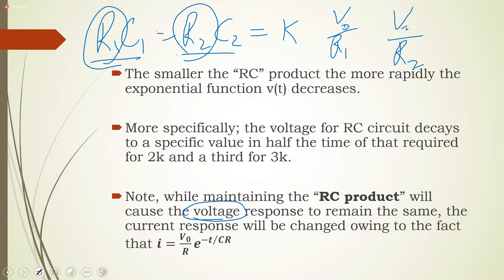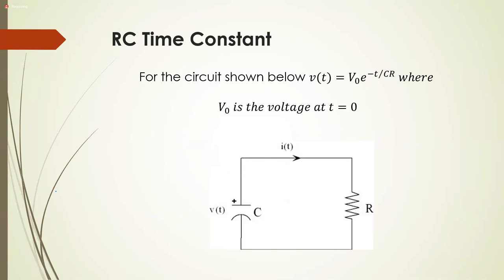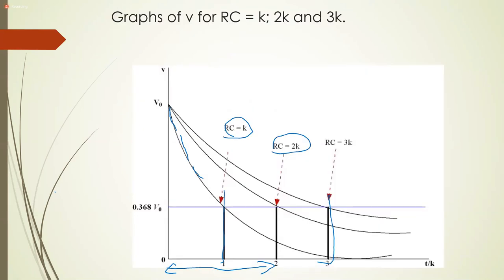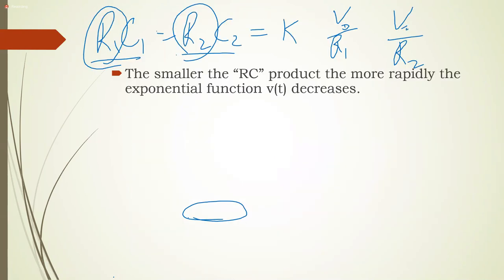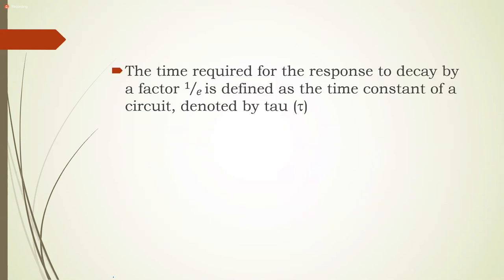So just coming back now to the definition for time constant, and if you note, all of these were coming back to this value. It wasn't by chance. We put it in there. We didn't say anything about it. So the time required for the response to decay by a factor of 1 over e is defined as the time constant of a circuit.